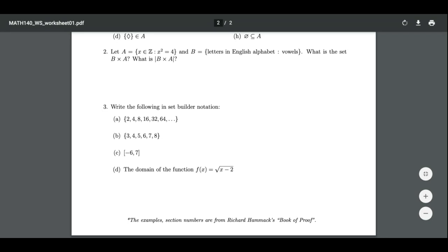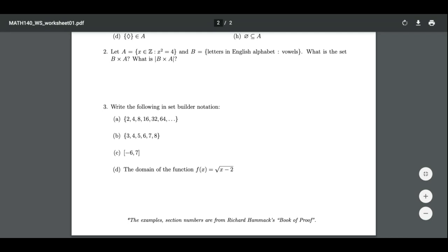Okay, so Nino, just one more step. n in N, great. So the first one is 2 raised by 1. The second one is 2 raised by 2. And 8 is 2 raised by 3. 16, 2 raised by 4. 32, 2 raised by 5. 64, 2 raised by 6. So that's 2 raised by n, and this little n is in natural numbers. Great.